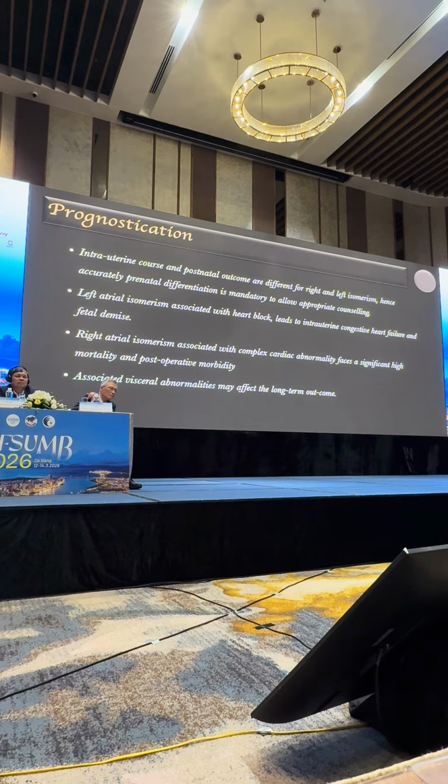Now, prognostication: definitely we need to prognosticate them because we need to understand the postnatal periods also. Most of the left atrial isomerisms are not prone to have fetal demise early in the gestation, whereas the right atrial isomerism can progress, but they are also associated with complex cardiac abnormalities with a bad prognosis. Associated visceral abnormalities are the ones which will actually dictate our counseling of these patients.